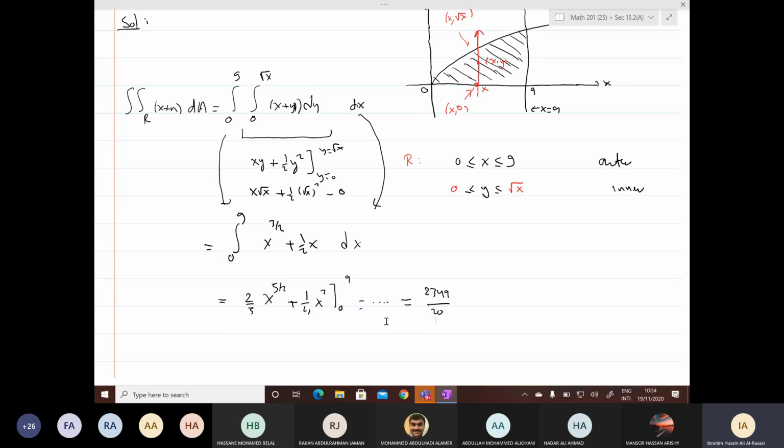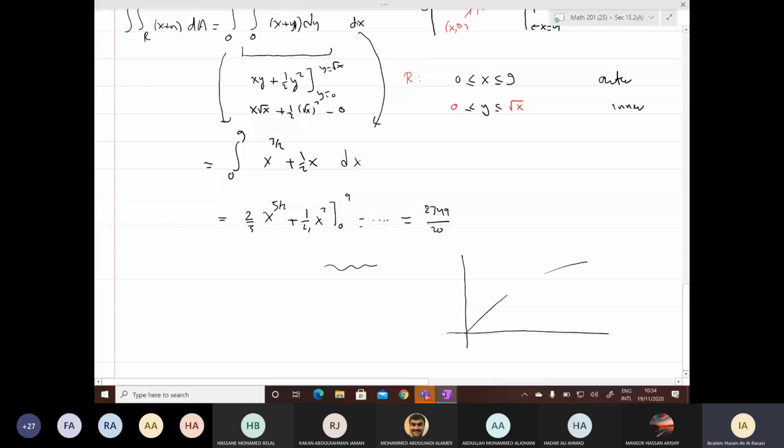Now let me do another solution. Here I chose the outer to be the x interval. I will now choose the outer to be the y interval. Let me see what will happen. So now I choose the same region here. This is y equals root x. And this is x equals 9. And this is the region.